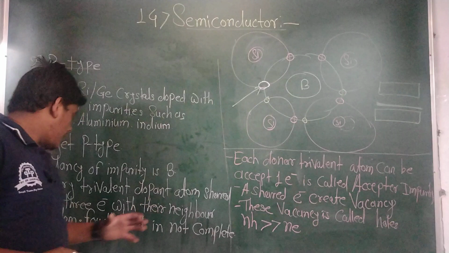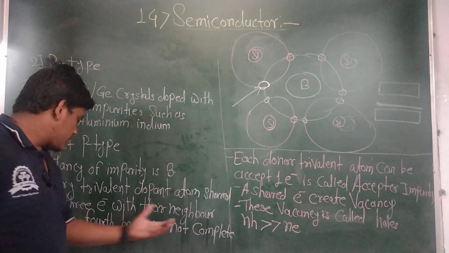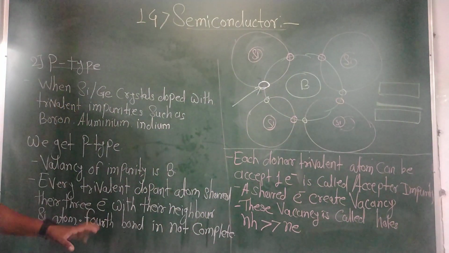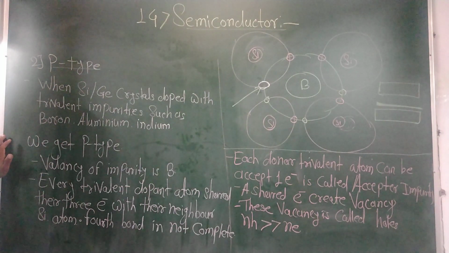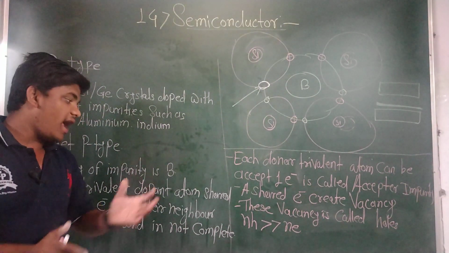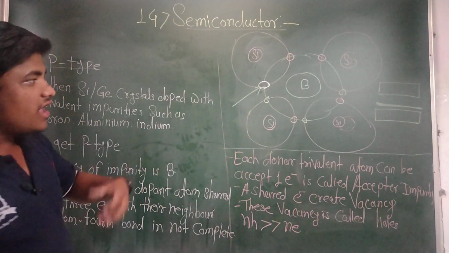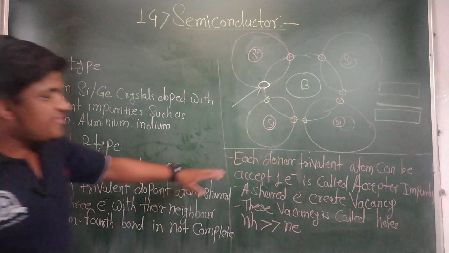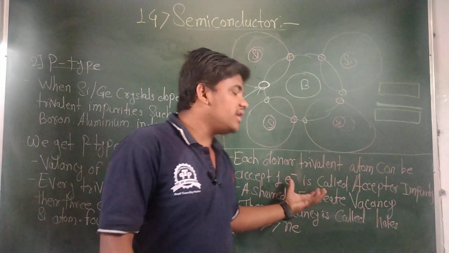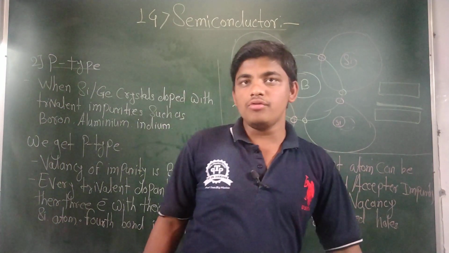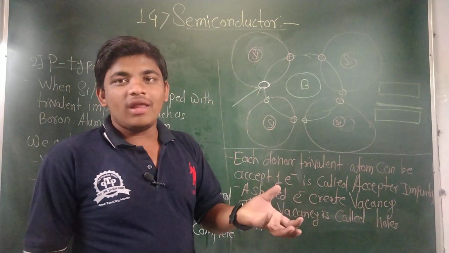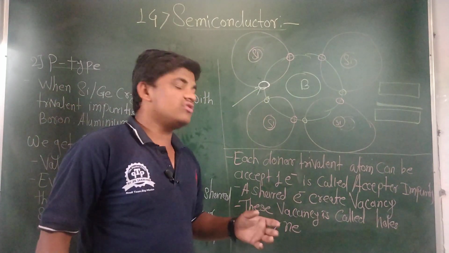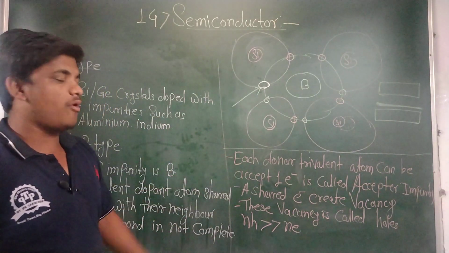Every trivalent dopant atom shares 3 electrons with its neighbor atoms. The fourth covalent bond is not completed. In the n type of semiconductor, every pentavalent dopant atom shares 4 electrons with its neighbor silicon atoms, and 1 extra electron is available. Each trivalent atom can accept 1 electron; this is called an acceptor impurity. Each pentavalent atom can donate 1 electron; this is called a donor impurity.